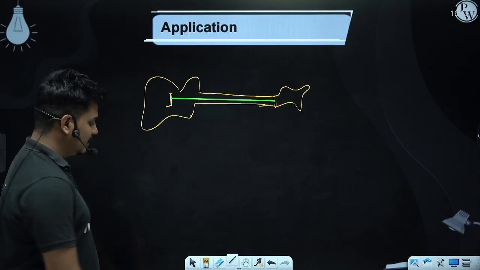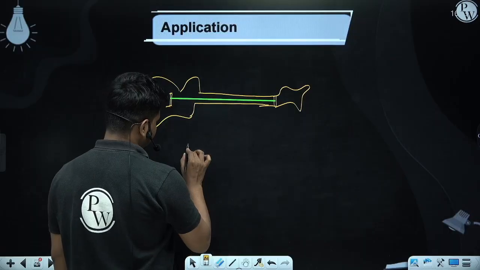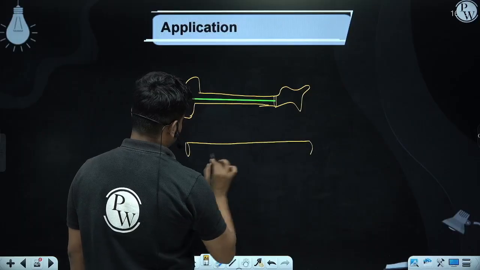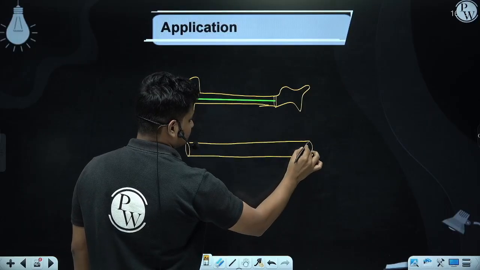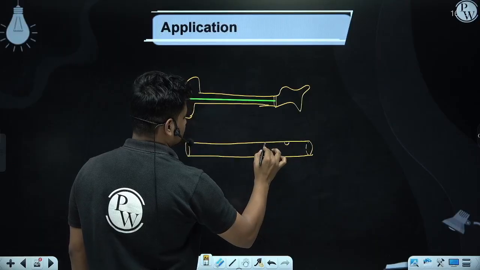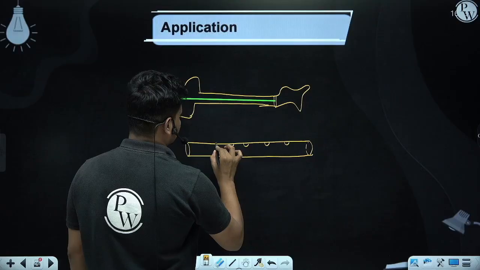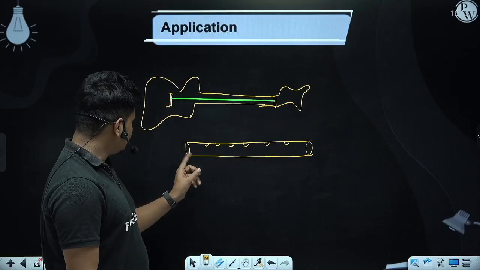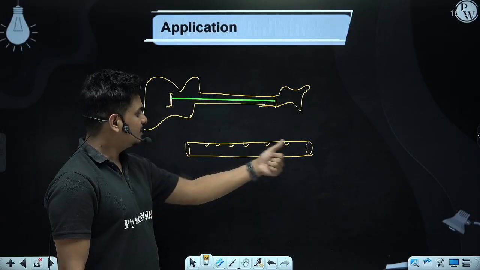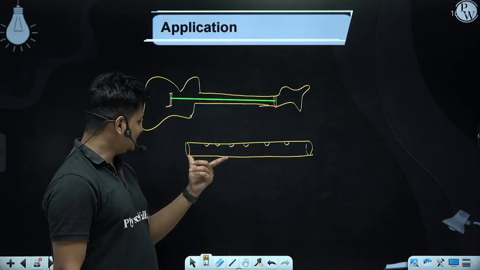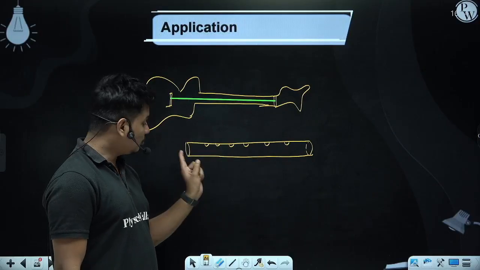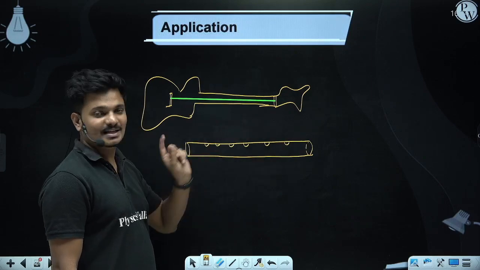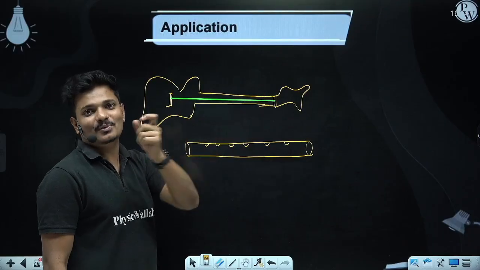In the case of guitar, just to consider in the case of flute. Just to consider a flute. Okay, so these are the holes. So in here, this is open end, this is also open end. So in here, both the ends are open, or both the ends are anti-nodal point. In here, both the ends are fixed and both the ends are nodal point.